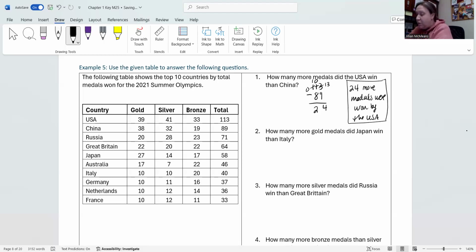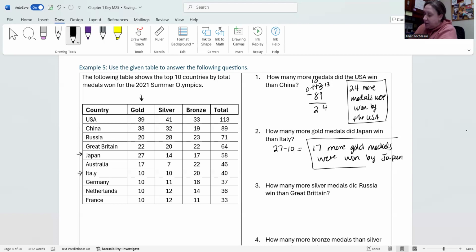All right, 2, how many more gold medals, we're looking specifically at gold medals, how many more gold medals did Japan win than Italy? So just looking at the gold column and then looking at Japan and Italy, we can see that Japan won 27 gold medals and Italy won 10. So we would take 27 minus 10. If you need to do this one vertically, you can, but 27 minus 10 just ends up being 17 more gold medals were won by, was it Japan? Yes. So there you have it.